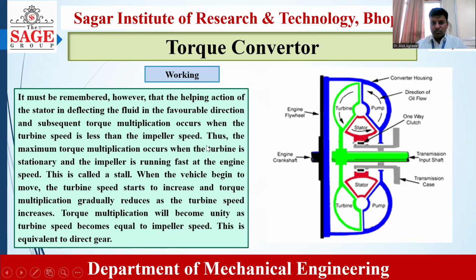Again, maximum torque multiplication takes place when the turbine is at zero speed and the impeller is running at full speed, the speed of the engine. The fluid comes and hits the turbine, but at present it is not able to convert it into mechanical movement. This position is called stall. In that position maximum torque multiplication can take place, because one component is stationary while another is rotating at a very high RPM. So this is the working of the torque converter.